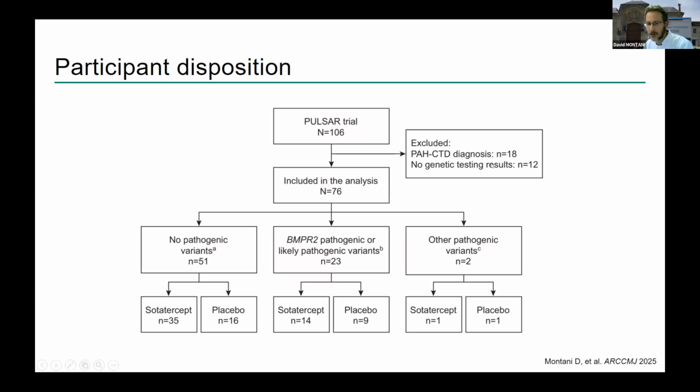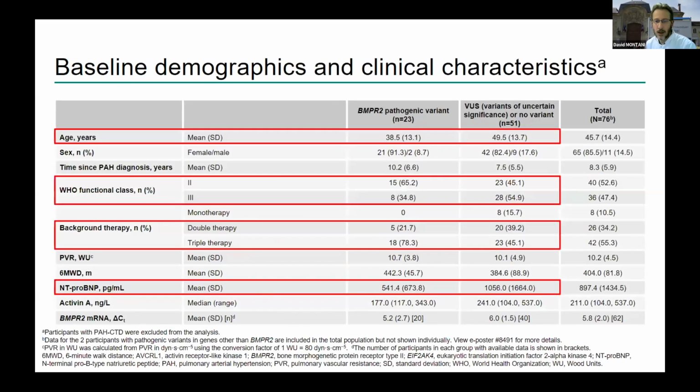To do this study, we excluded patients with connective tissue disease because it's a different response to treatment, and we know that there is no genetic background in these patients. So we compare patients with idiopathic or heritable or familial PH who have no pathogenic variants, no genetic background, and patients who carried a genetic variant, which was BMPR2 for 23 of these patients. And we compare the response to treatment, but also the safety of treatment.